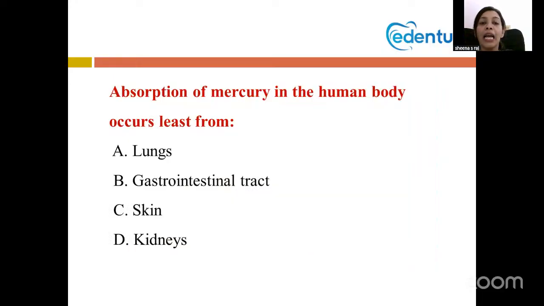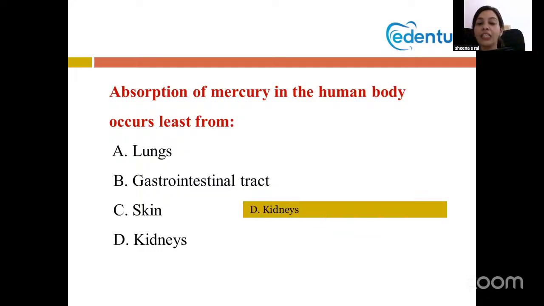Next question: absorption of mercury in the human body occurs least from. The options are lungs, gastrointestinal tract, skin or kidney. This was one of the questions asked in the All India AIIMS question paper. This is an important portion, especially mercury toxicity, various levels, concentrations and maximum threshold limits, which have to be kept in mind because questions have been asked from those areas. The answer is kidney. From the kidney, the absorption is very little.